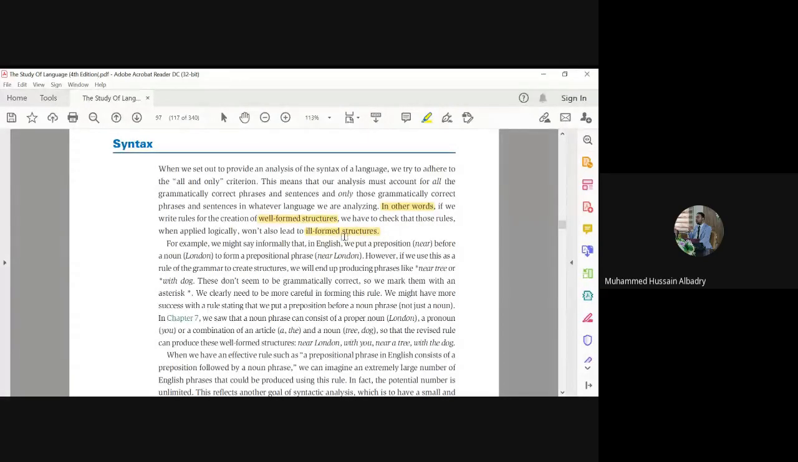Of course, when we give rules of grammar to create grammatical sentences, we will have grammatical sentences.